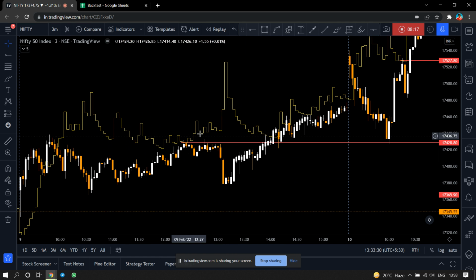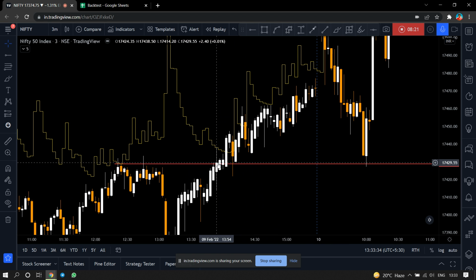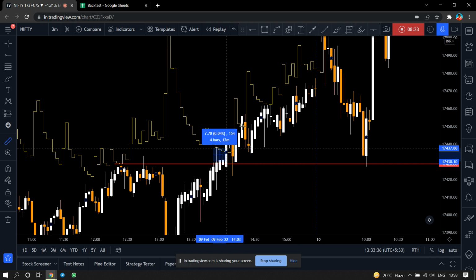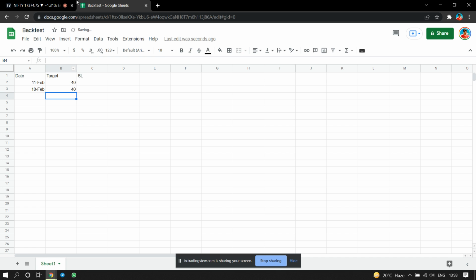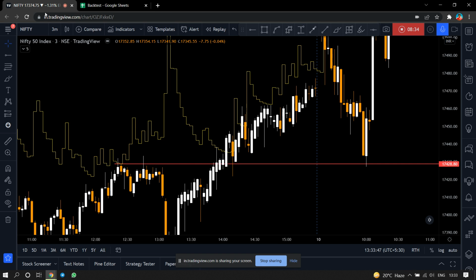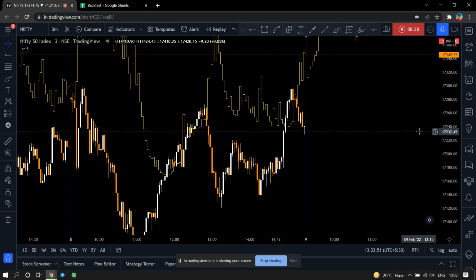And again here we waited for a closing above it, and in this candle we were able to get a closing above it, and after that we were easily able to get 40 points here as well. So on 9th of February as well, we were able to get our 40 points. I'll just mark this quickly. And now moving on to some other day.